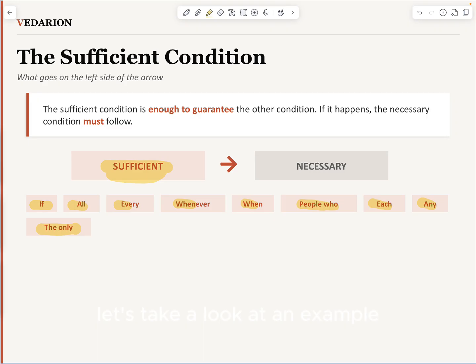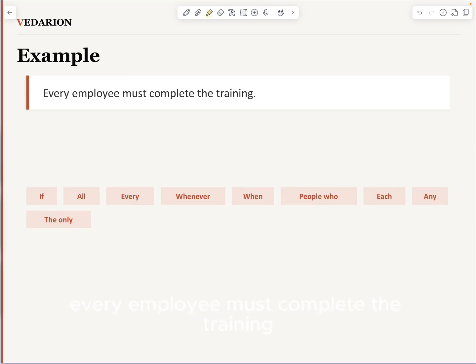Let's take a look at an example. We have a sentence, every employee must complete the training. What does the word every indicate? Well, every is a sufficient condition. Now, this means that employee goes on the left side of the arrow. So now we have employee. What do we know about employee? What has to follow? That they complete training. So I'm not going to write the whole thing in. Basically, if you know somebody is an employee, it guarantees that it must be true that they have completed training.